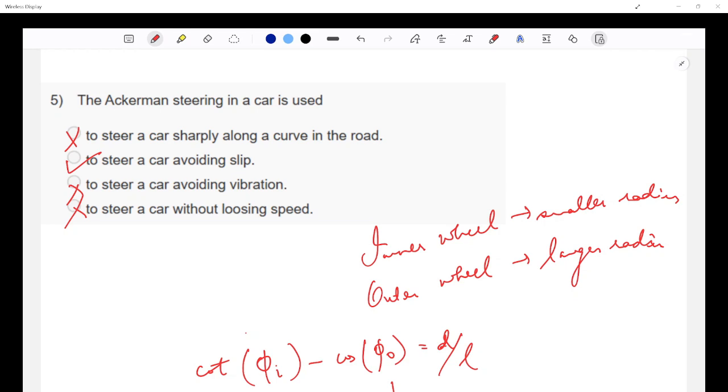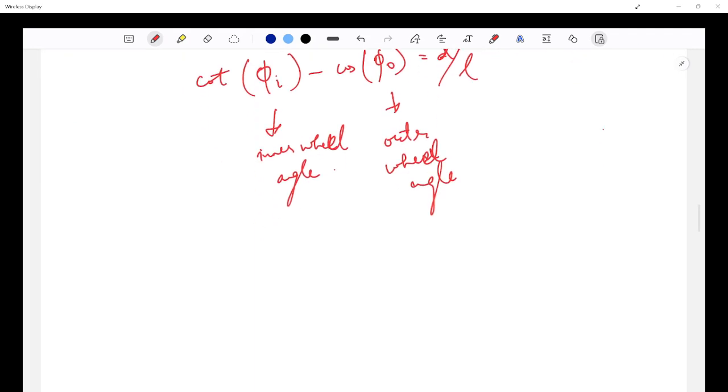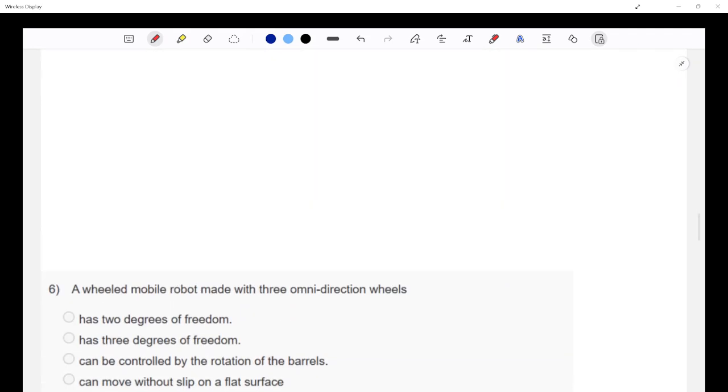So, different angles are there for the inner and outer wheels. Because of that, we get a common instantaneous center of rotation to avoid slip. Okay, so Ackermann steering makes all wheels agree on one turning center, so no wheel has to slip. Okay, I hope this question is clear. Let's move to the next question.